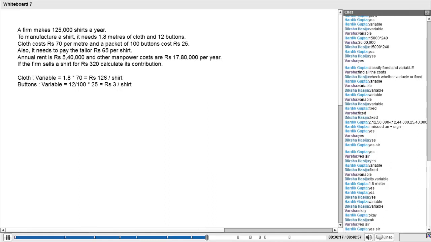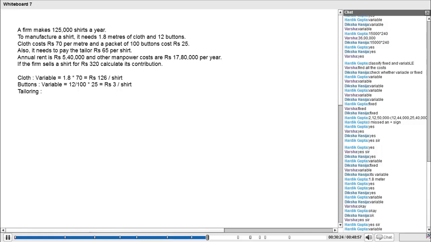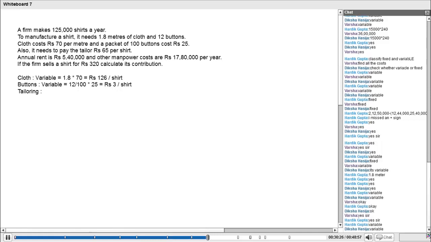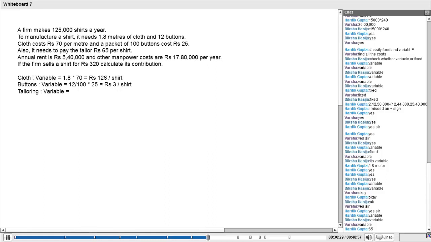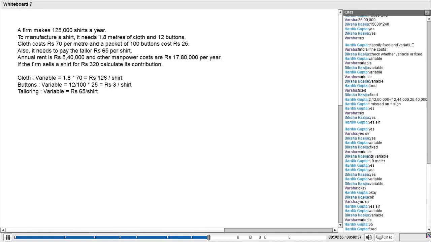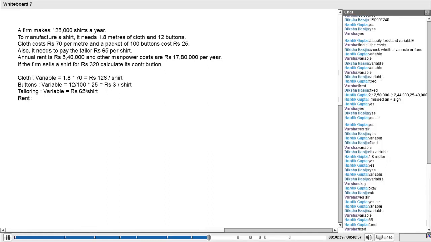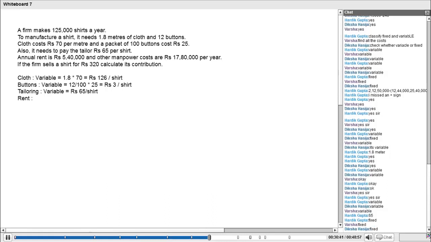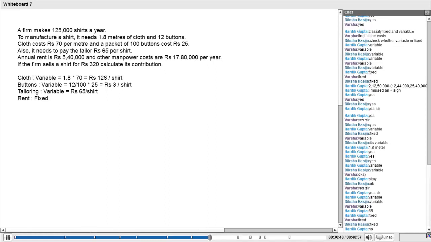Now tailoring. Is tailoring a fixed cost or a variable cost? So that's a variable cost again. And how much is it? It is rupees 65 per shirt. Okay. Rent, is that a fixed cost or a variable cost? Rent is fixed. So do we need to calculate how much per shirt? In this case we don't need to calculate it because it's fixed.